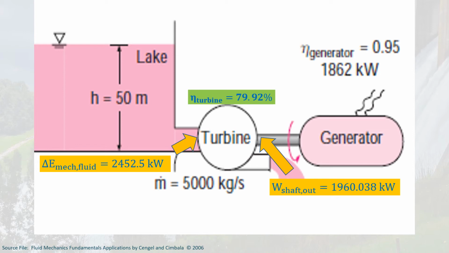Note that the lake supplies 2452.5 kilowatt of mechanical energy to the turbine, which it converts to 1960.038 kilowatt of shaft work that drives the generator, which generates 1862 kilowatt of electric power. So there are irreversible losses through each of the components, such as the turbine, the shafting, and the generator.